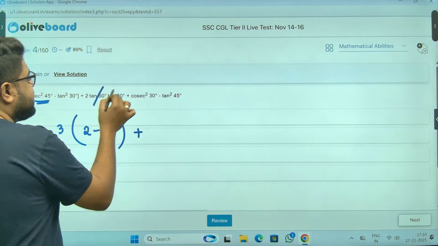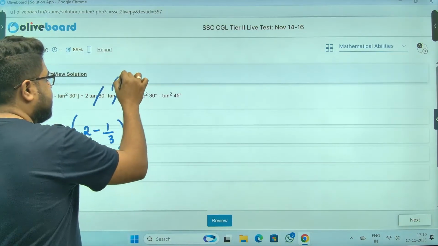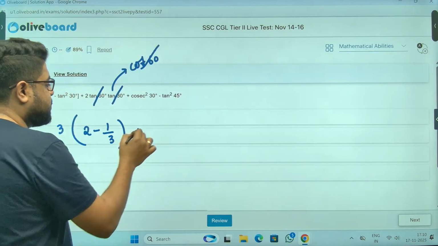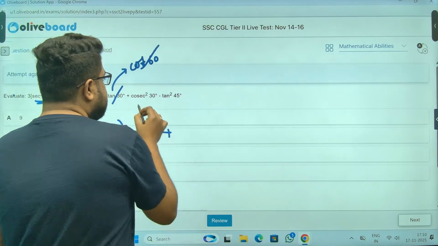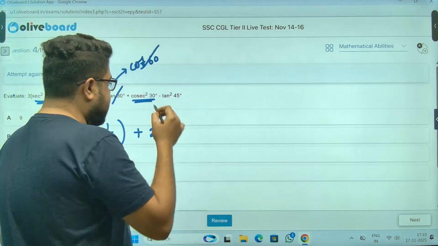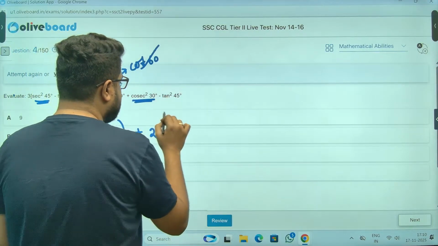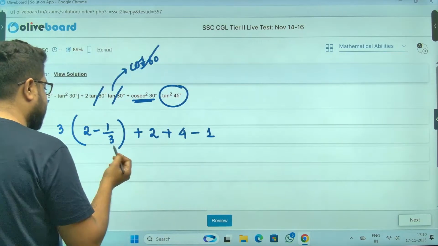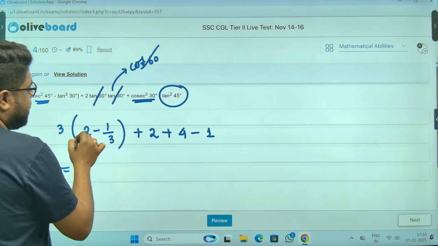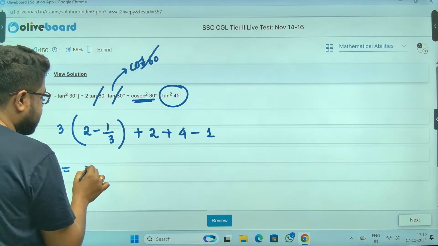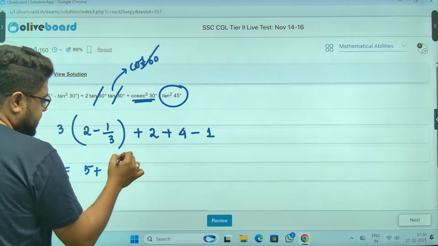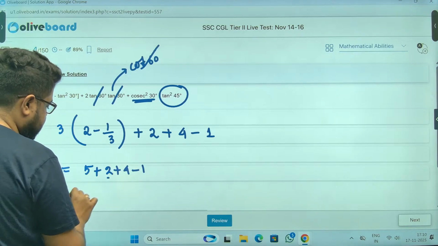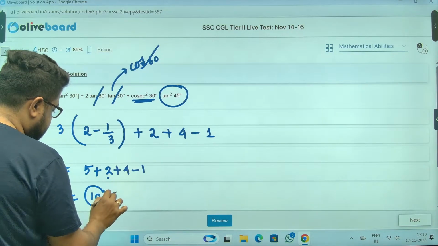Plus, sir, tan 60. Tan 30 you can write as cot 60, so cot 60 and tan 60 cancel, so it will be 2, plus cosec 30. Sin 30 is half, cosec 30 is 2, square is 4. And this is 1, because tan 45 is 1, square is also 1. So 3 2s are 6 minus 5, 3 3 cancels, it will be 5, plus 2 plus 4 minus 1. So 5 and 6, 11 minus 1, 10 will be the answer.